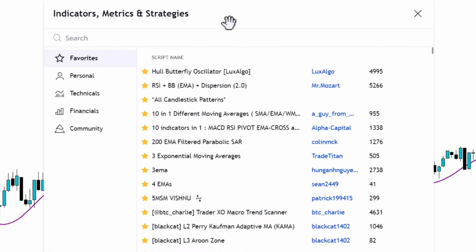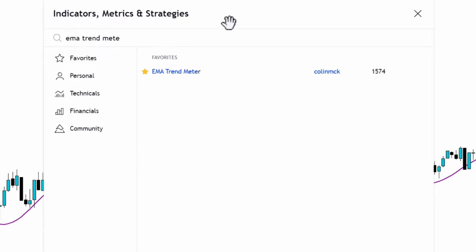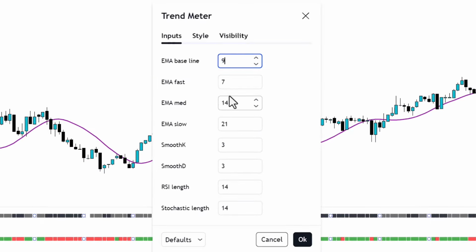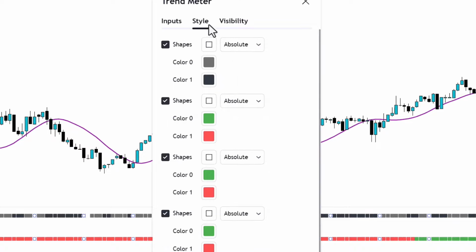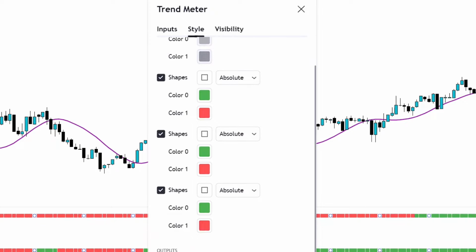We need to add another indicator to filter out bad trades, the EMA trend meter. This powerful tool uses 3 moving averages to confirm trend momentum. We'll need to adjust the settings for maximum effectiveness. Set the EMA fast to 100, leave the EMA medium as it is, and set the EMA slow to 200. You can leave the rest of the settings at default, but feel free to customize the appearance however you like.